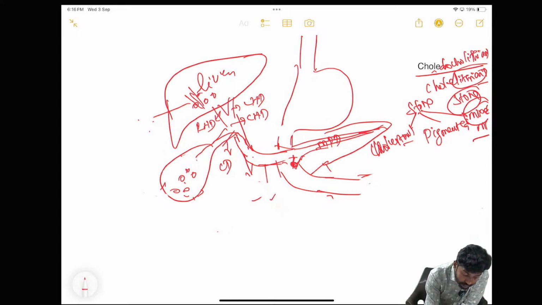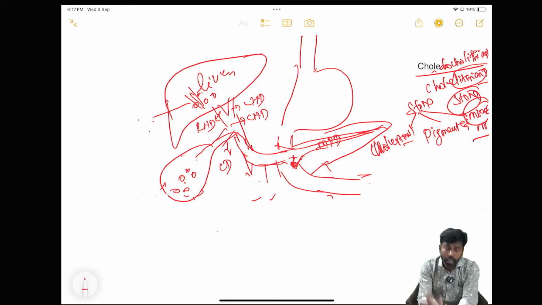The most common stones in the CBD are secondary stones. Secondary stones means the stones are already formed in the gallbladder, and they have migrated. So if they ask about the most common stones in choledocholithiasis, that is mixed stones.